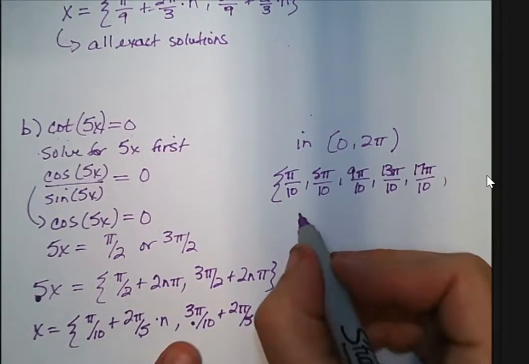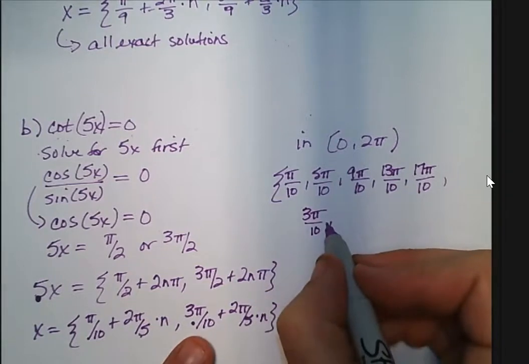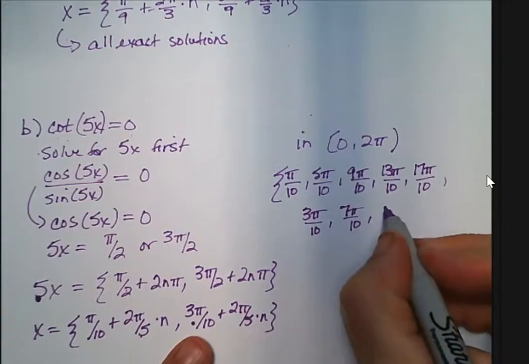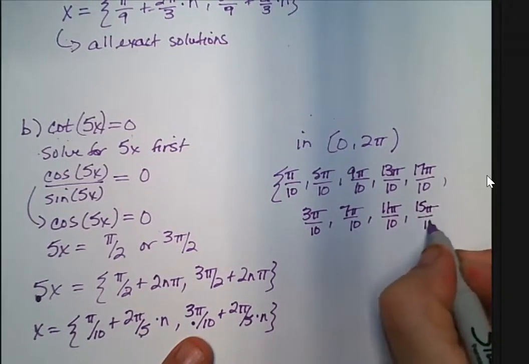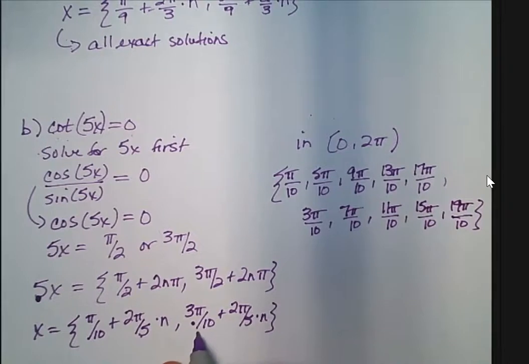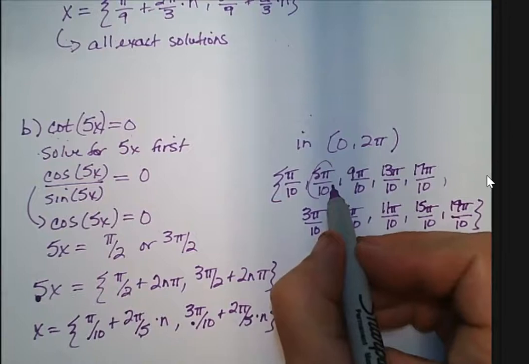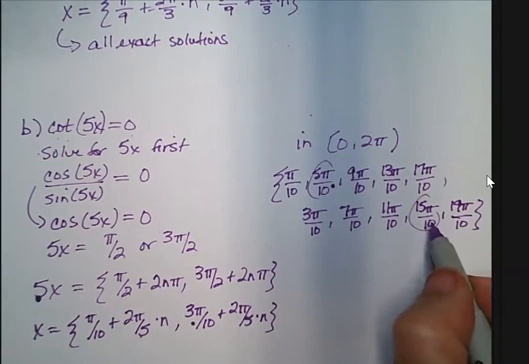From the second one, we would have 3 pi over 10. Then we would take that and add 4 pi over 10. That would give us 7 pi over 10. Adding another 4 pi on the top would give us 11 pi over 10. And then 15 pi over 10 and 19 pi over 10. Those are the 5 that came from this solution. Now some of these you can simplify a little bit. This one is going to simplify to pi over 2. And this one is going to simplify to 3 pi over 2.